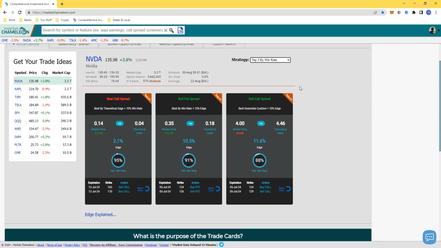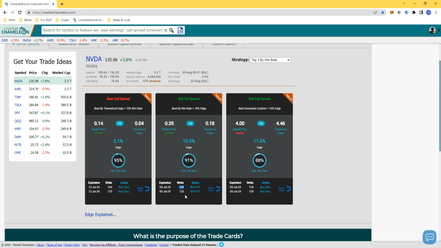So let's explain the edge. So let's pick bull put spread. NVIDIA almost 136. That's the price right now. What does it tell us? It tells us exactly what to do. It tells us for the option of July 5th. Okay, July 5th is about 3 weeks from now. It tells you to sell the 126 put and buy the 124 put.